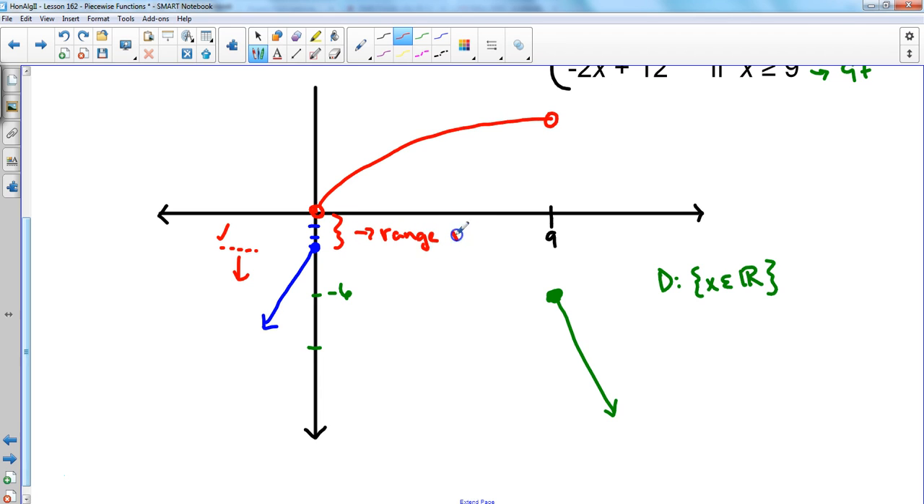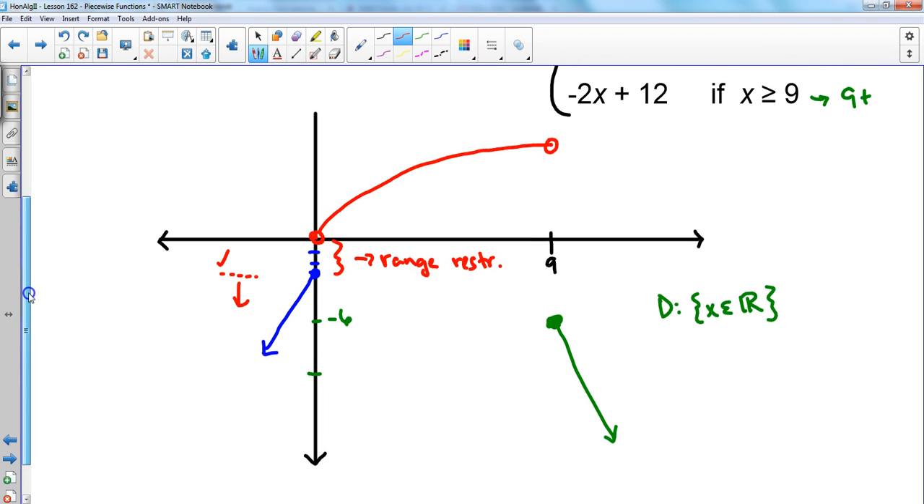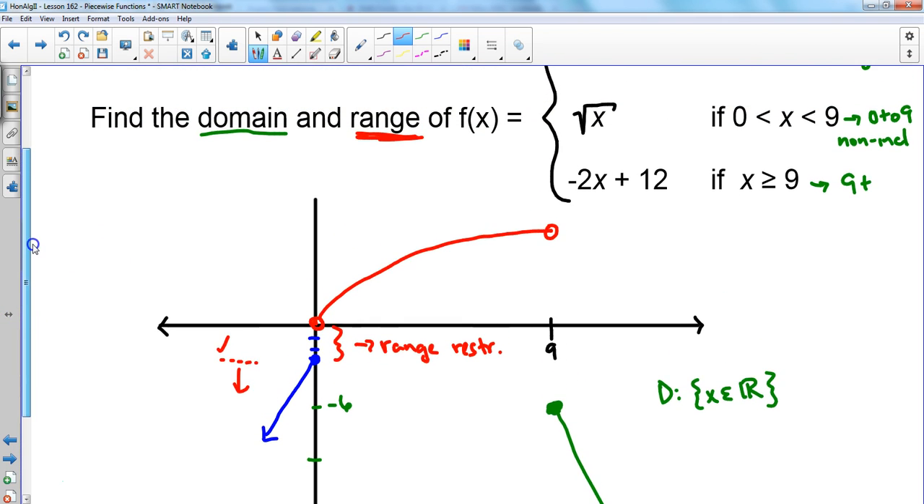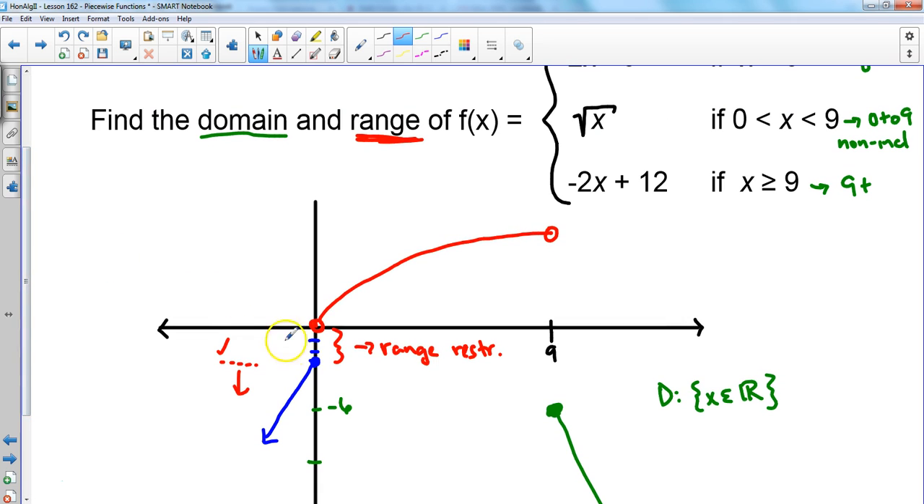So these are values where it doesn't matter what x we plug in, we're never going to get a range value that's between 0 and -3. All right? So that's going to represent a range restriction. We want to make sure that we take those out of our range when we report it.